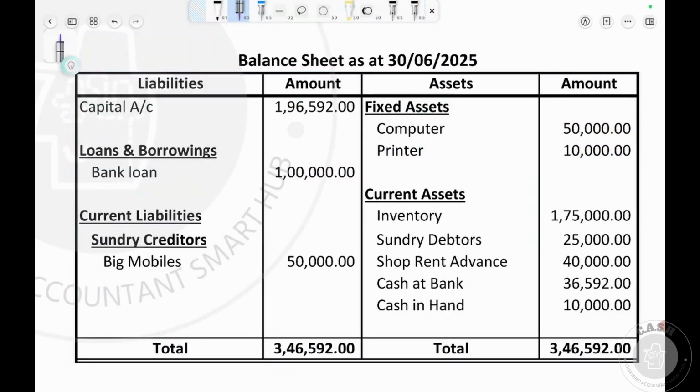The last statement of accounts is the balance sheet. This is the snapshot of the business. Here we record liabilities and assets. In the balance sheet, you won't see debit and credit, but by default, always keep in mind, assets show debit balance and liabilities show credit balance. Let's see how these numbers arrived here.